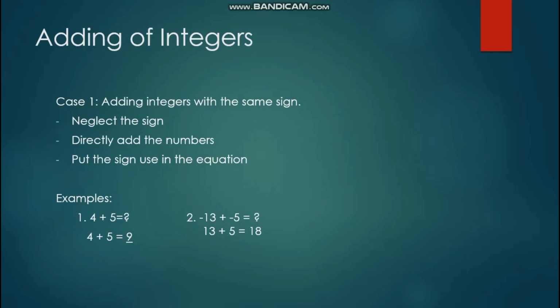Pero hindi pa yan yung final answer. Kasi ayon sa third rule, put the sign used in the equation. So, bali, ang ginamit nating sign sa ating equation is negative sign. So, bali, ang final answer natin ay negative 13 plus negative 5 is negative 18.